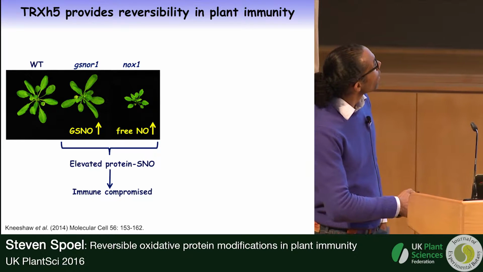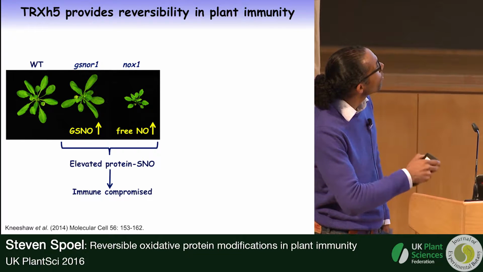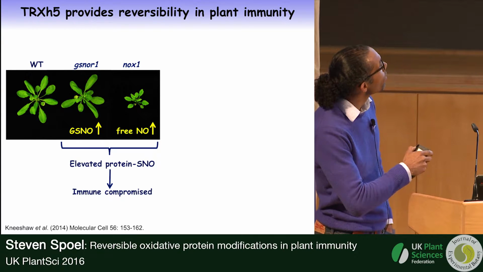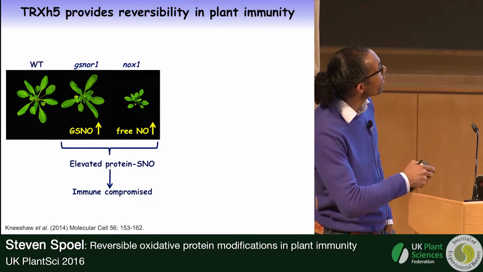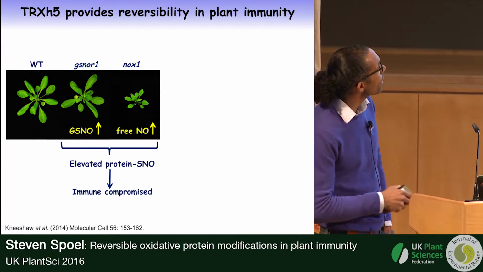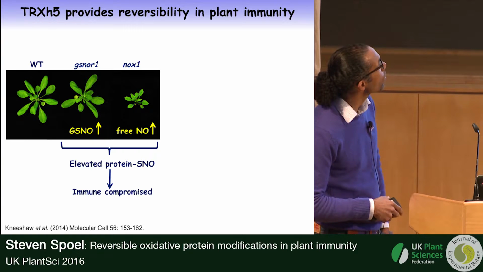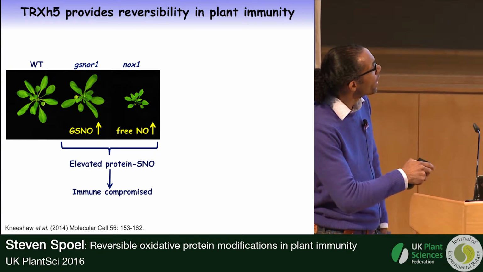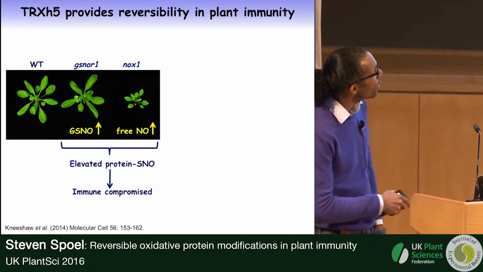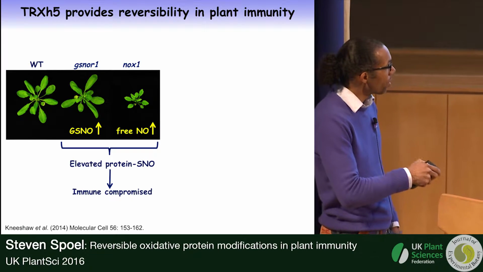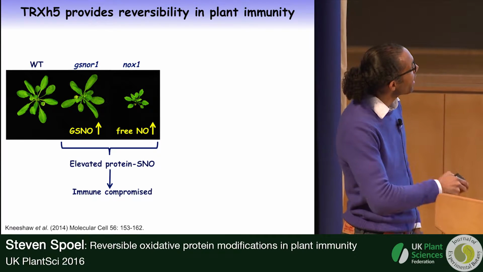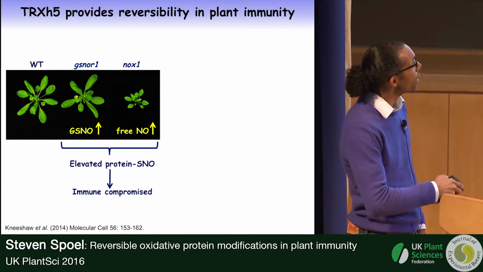And so to do that, we took two different mutant backgrounds, one called GSNO reductase 1. This is a mutation that causes accumulation of a natural nitric oxide donor called S-nitrosoglutathione. Basically, that's just S-nitrosylated glutathione. It's a very good NO donor, so it passes NO onto target proteins and forms so-called protein SNO, or S-nitrosylated proteins. And so these mutants have highly elevated levels of protein SNO.